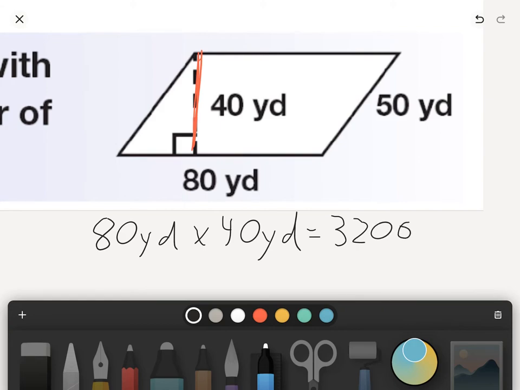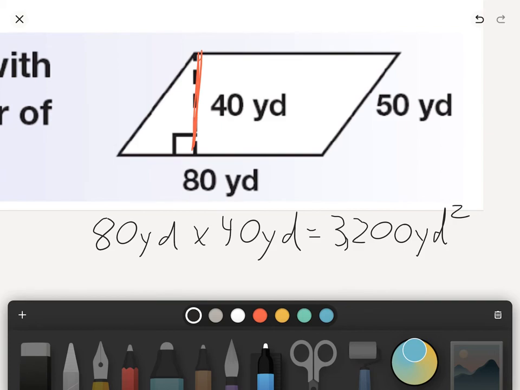I know that looks like a 6. And then I'll even give it a comma there. And then we'll call these squids. Square yards? Squids? Squids! 3,200 squids.